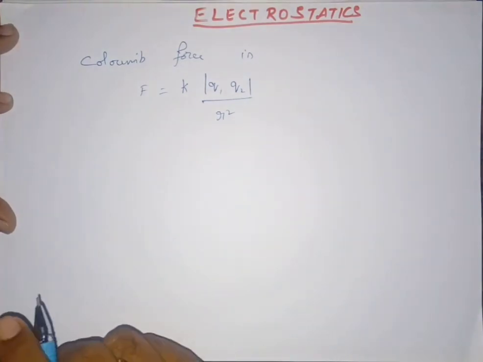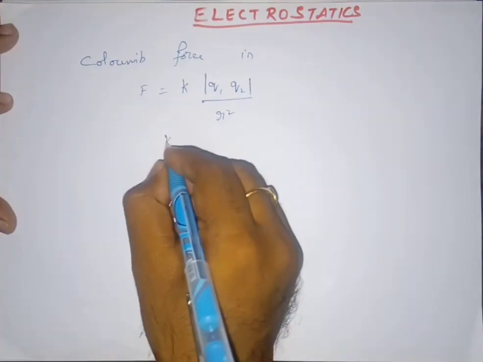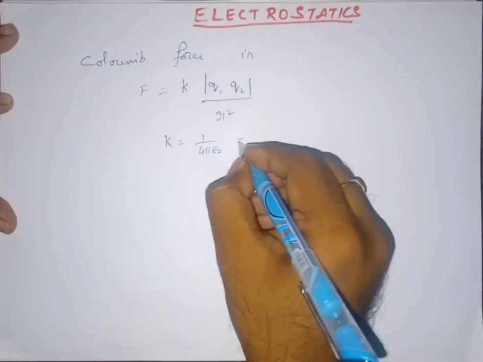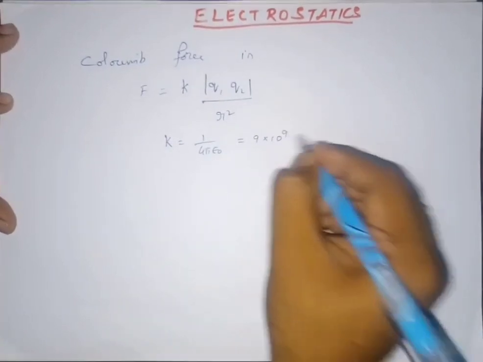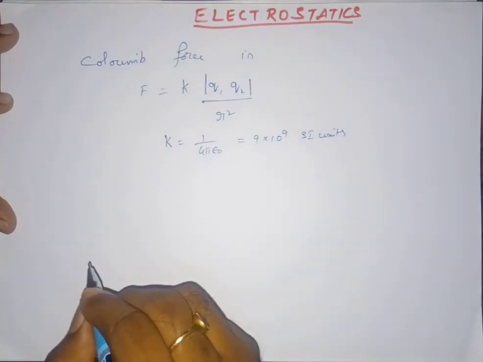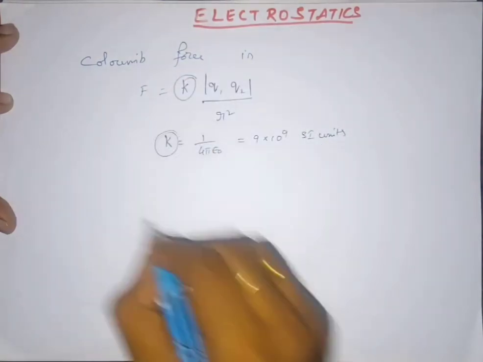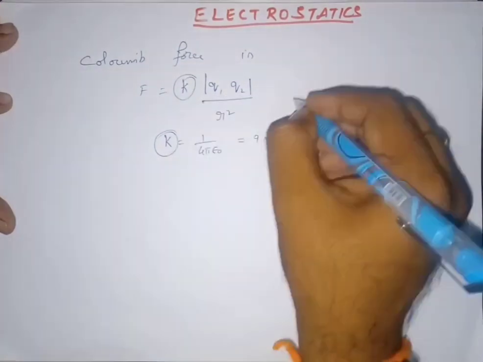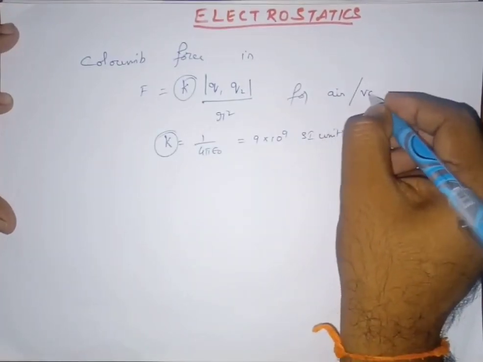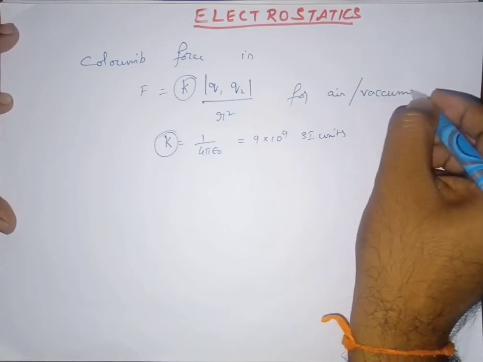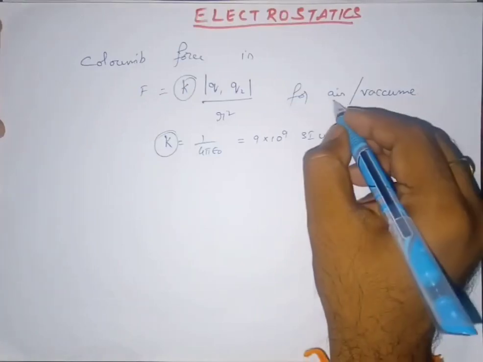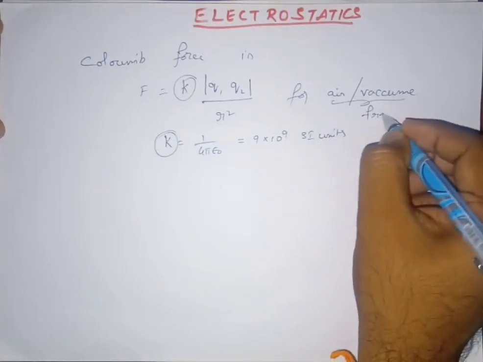Upon R square, where K is equal to 1 by 4 pi epsilon naught, whose value is 9 into 10 to the power of 9 SI units. So this is a proportionality constant, and this is only for air or vacuum. Together you can call it as free space.